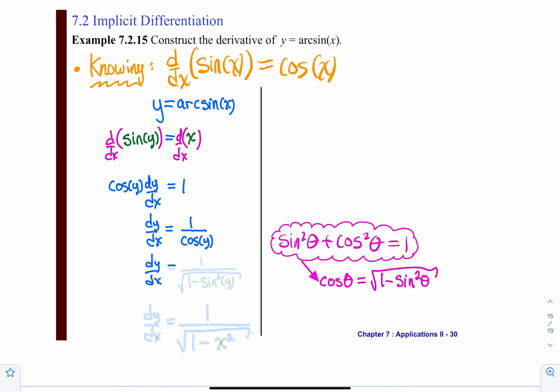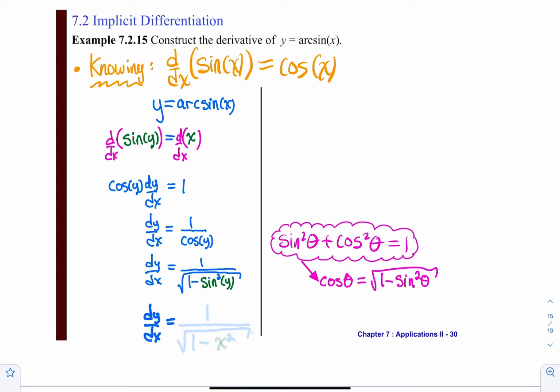Again, the reason why I want to do this, it looks like I'm making it more complicated, but I know how to get rid of sine of y. It's simply x. So it's 1 over the square root of 1 minus sine squared of y. And I know what sine of y is. It's just x, so you get your final formula.